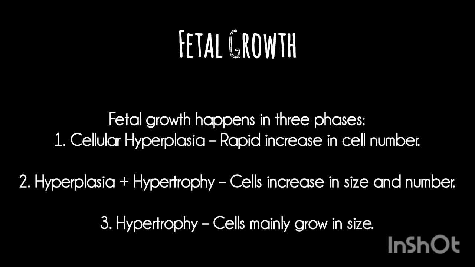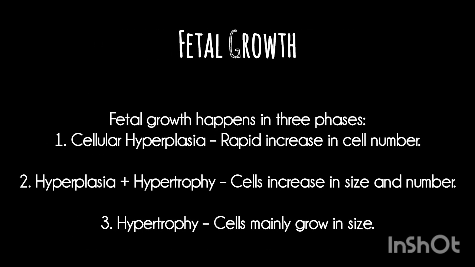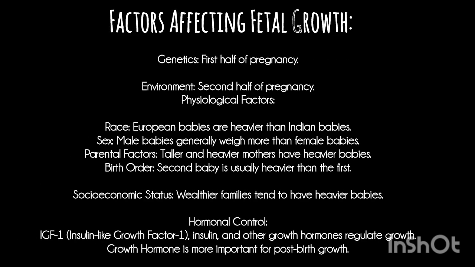Fetal growth. Fetal growth happens in 3 phases. 1. Cellular hyperplasia, rapid increase in cell number. 2. Hyperplasia plus hypertrophy, cells increase in size and number. 3. Hypertrophy, cells mainly grow in size. Factors affecting fetal growth. Genetics, first half of pregnancy. Environment, second half of pregnancy.